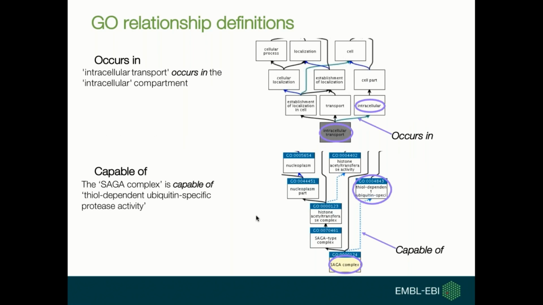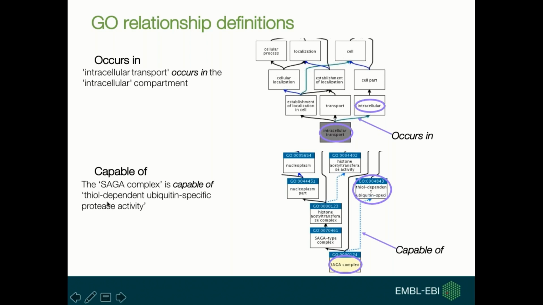Occurs in is one that we use for the cellular component ontology. For example, intracellular transport occurs in the intracellular compartment. So we connect the different ontologies, where we can take the process term and connect it to a cellular component term.